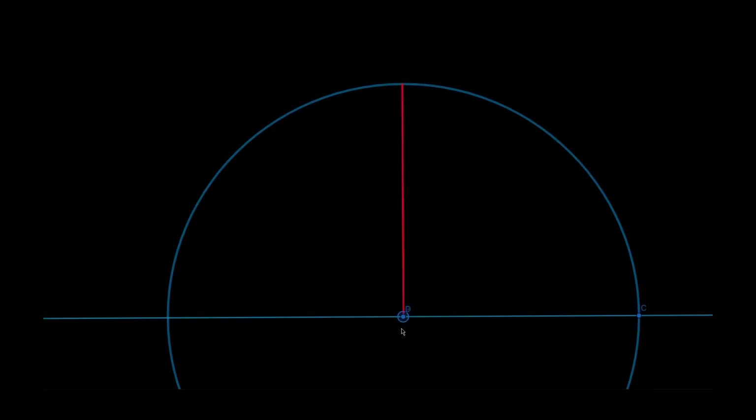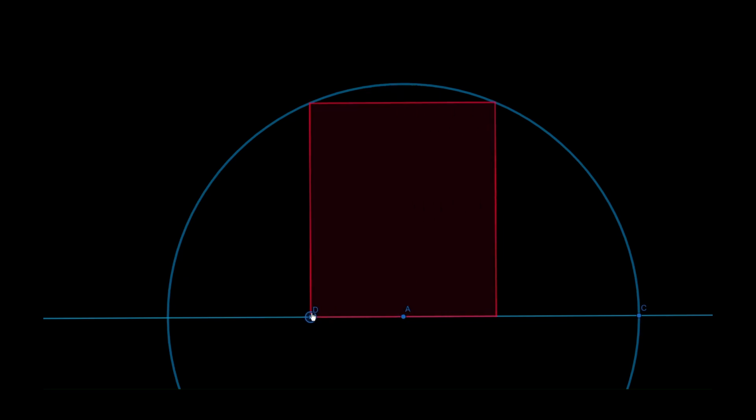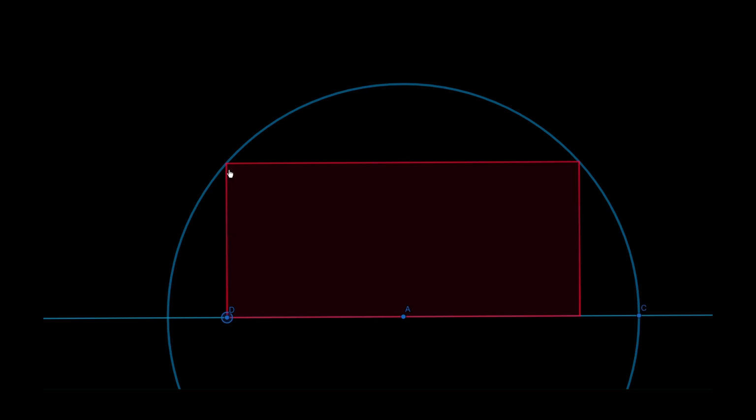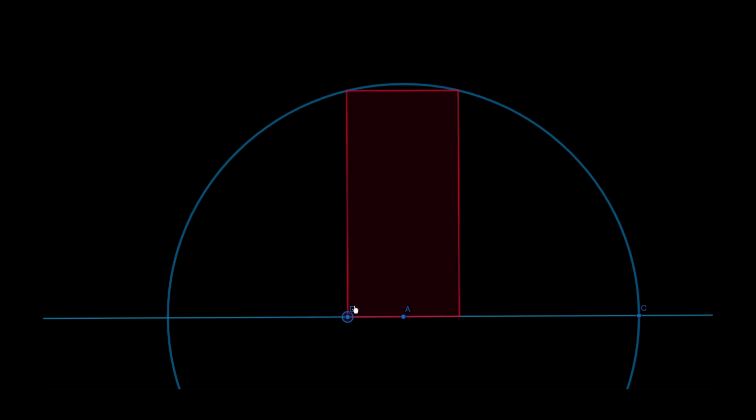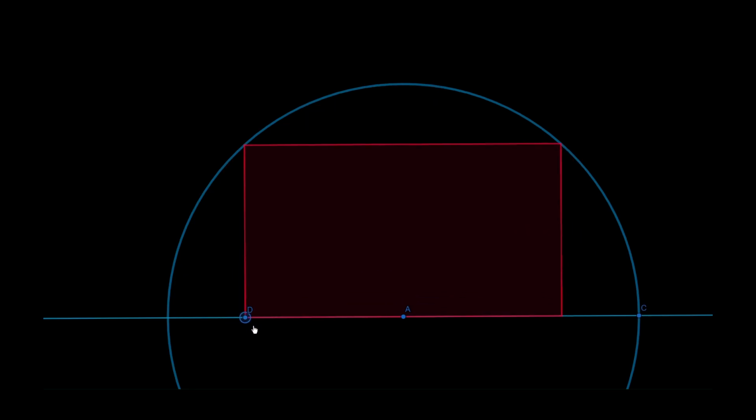This is your semicircle shaped wall. You want to build a rectangular window. 2 points of this rectangle are supposed to be on the arc and the other 2 on the diameter. Your goal is to make this area as large as possible.